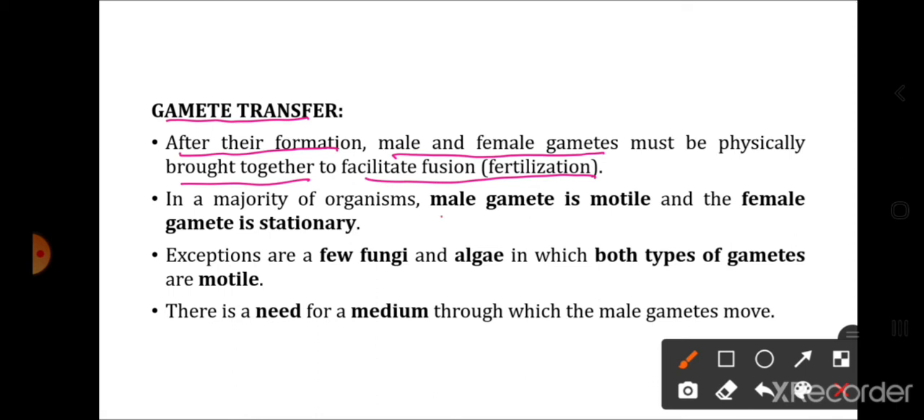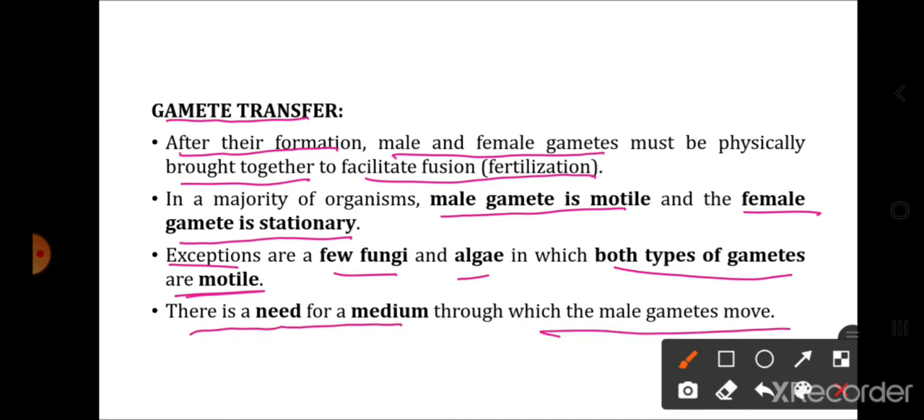In the majority of the organisms, male gamete is motile and female gamete is stationary. But here there are some exceptions like a few fungi and algae where both types of gametes are motile. There is a need of a medium in which the male gametes must move. Normally male gamete is motile, female gamete is stationary. But there are algae and fungi in which both the gametes are motile.